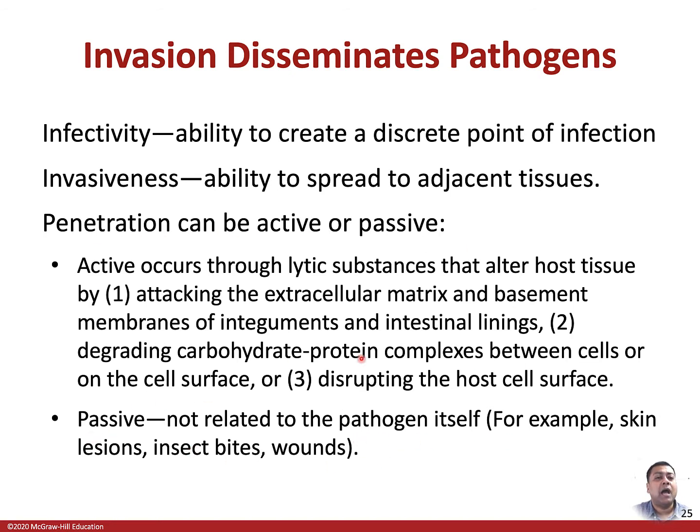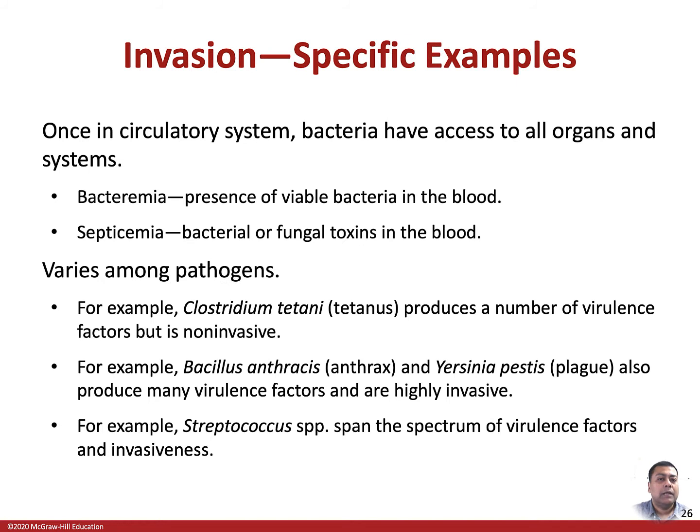We are going to see how this active penetration can happen due to the production of some products by these pathogens. So invasion is a very specific example we are looking at. Once in the circulatory system or the blood vascular system, the bacteria have access to all organs in the system. And bacteremia is the presence of viable bacteria in the blood. On the other hand, septicemia is another word for when you have bacterial or fungal toxin present in the blood, which we commonly know as septic or sepsis.